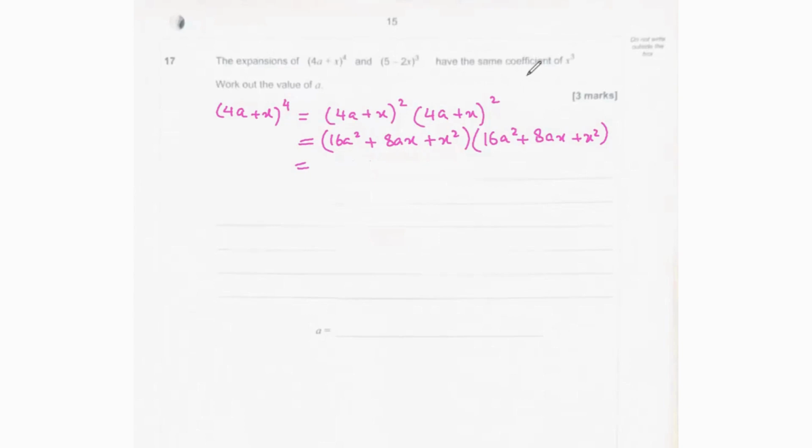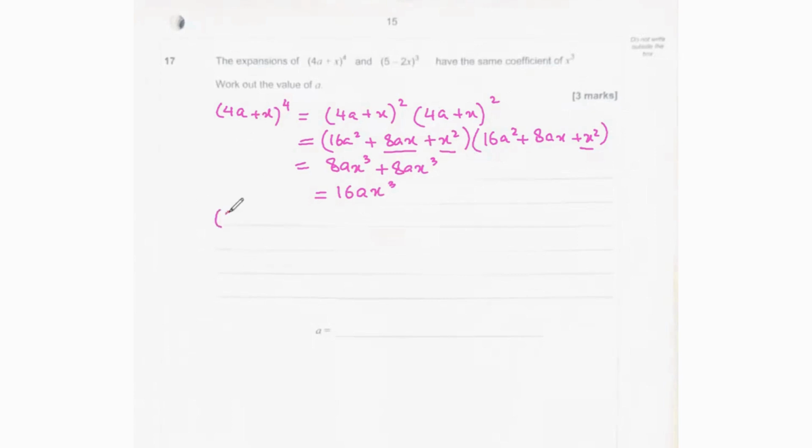The question is saying that the coefficient of x cubed is the same for both expansions. So let's just focus on the x cubed terms. 16a squared doesn't get multiplied to anything. We can multiply 8ax to x squared. That gives x cubed, so that's going to be 8ax cubed. And then we can multiply the x squared with 8ax again. So that's also going to give us 8ax cubed. Add them up, so that's 16ax cubed. This is the coefficient of x cubed from this expansion.